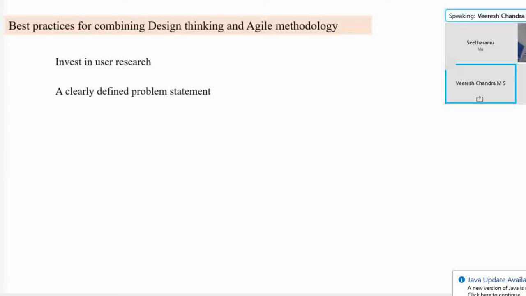So once they get it, the problem can be defined very beautifully. Okay, a clear definition of the problem can be made. Then build a productive team culture.